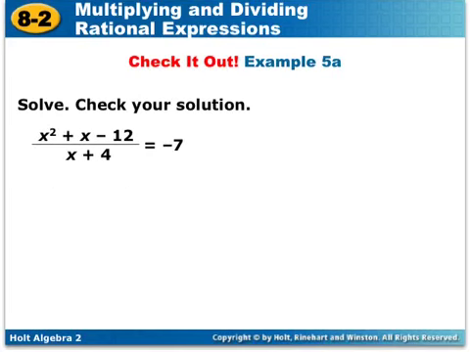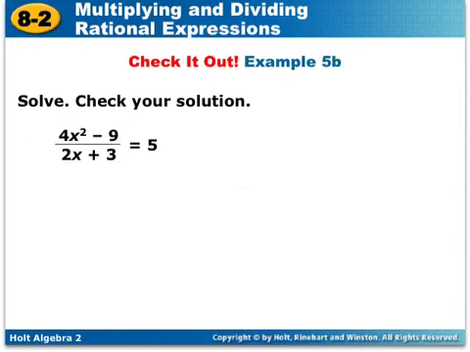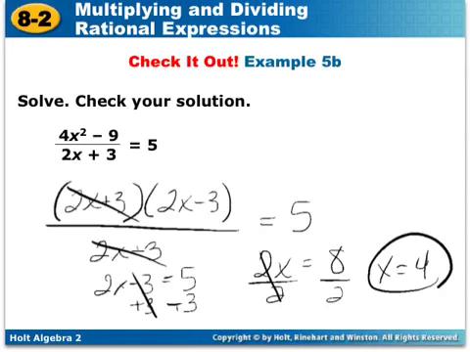One more. You do it though. Push pause and try on your own. There we go. I factored the numerator, simplified, and solved for x. One more. Factor the numerator. I have the difference of two squares, but you go ahead and try it. Push pause. There we go. Pretty simple.